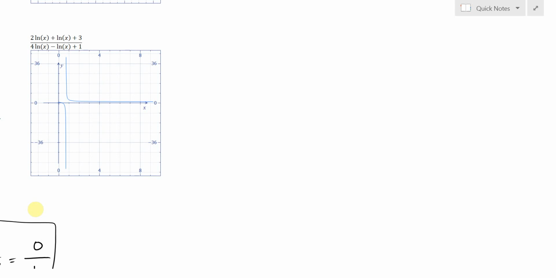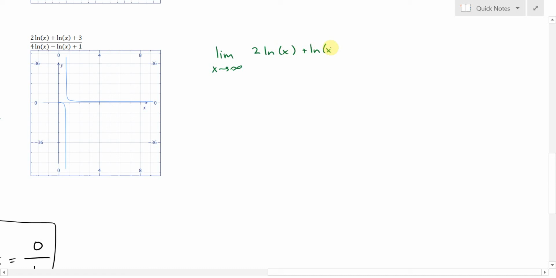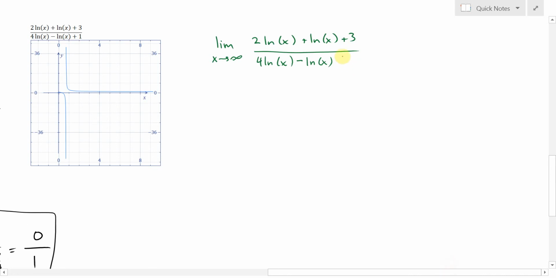How are we going to handle this guy? I want to know, what's happening as x approaches infinity of 2 ln of x plus ln of x plus 3 on top, and on the bottom 4 minus ln of x plus 1?